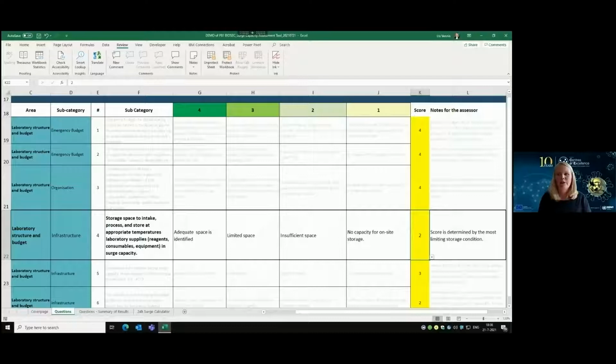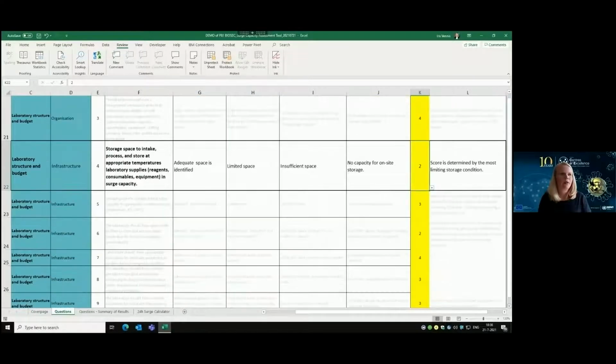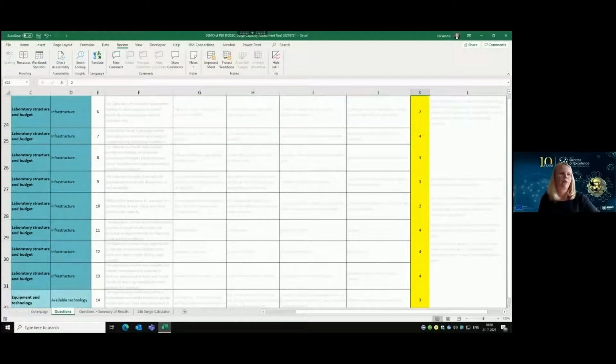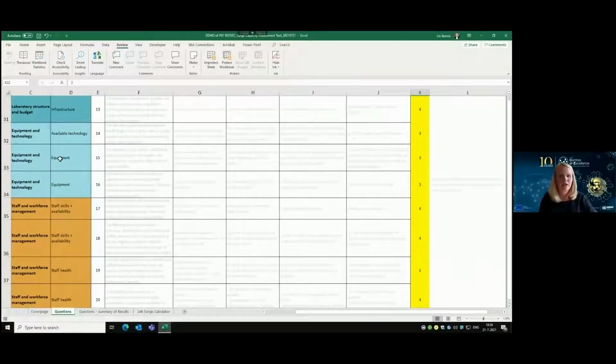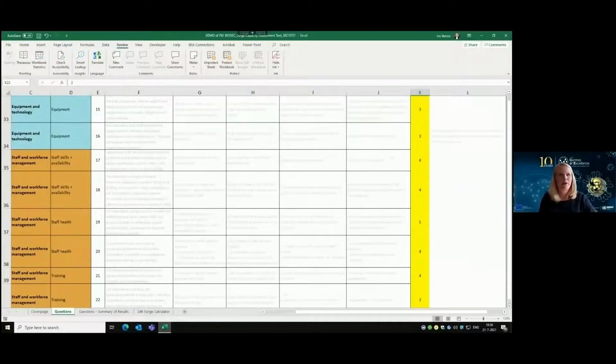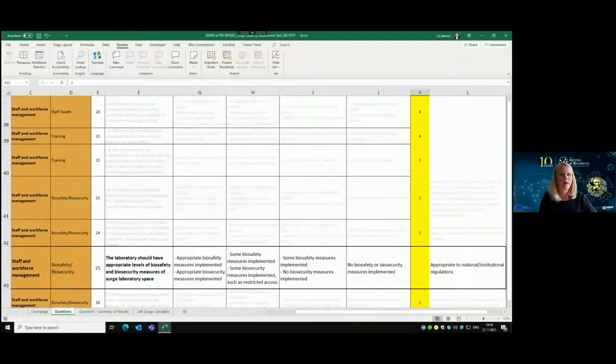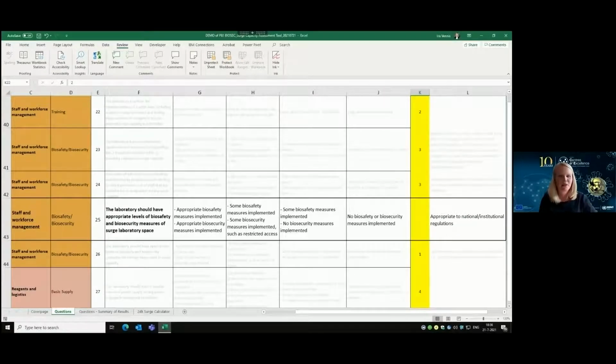Well, if we scroll a little bit further down in the tool, you see here a lot of questions of the first color for the laboratory structure and budget, but then there are new colors indicating another area. So here, a bit lighter color is the equipment and technology. In orange is the staff and workforce management area. And if I'm scrolling down, I would like to look at another question together, and that's question number 25.